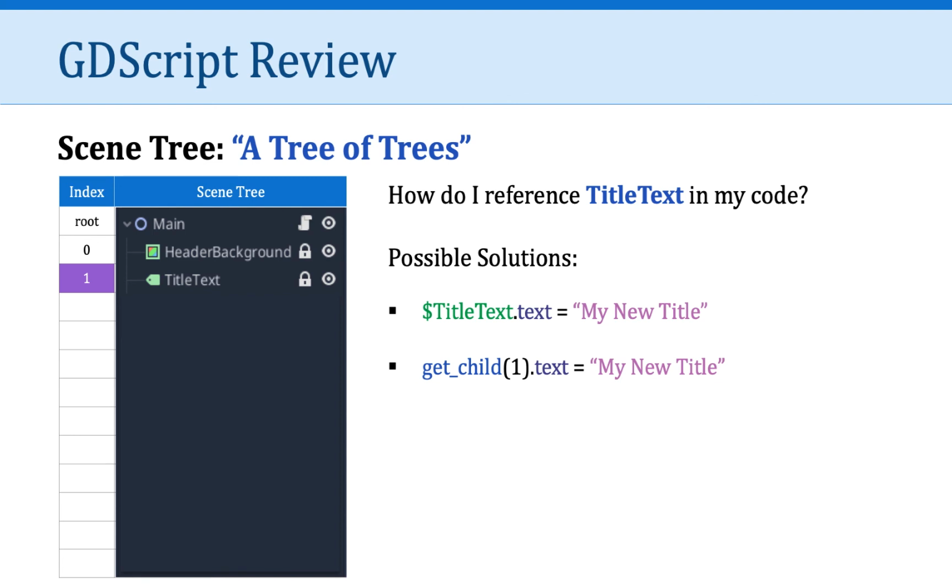Both of these pieces of code do exactly the same thing. They're just different ways of accomplishing the same goal. A third way is to use another function called getNode, and we could tell Godot, get the node named "title text" in quotation marks and set the text value to my new title. And again, all three of these solutions accomplish the same thing. They're changing the text property of the label named title text. However, the code that's being used to accomplish that objective is different in all three examples.